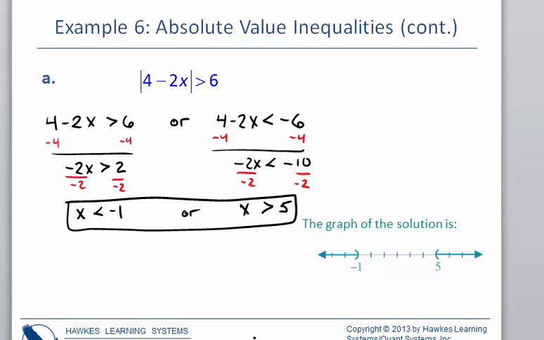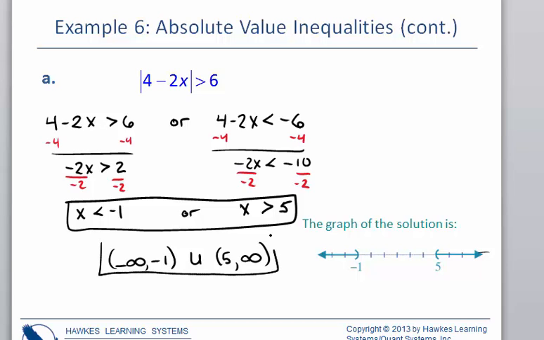If we're asked to write our answer in interval notation, we'll start on the most left-hand point, which is negative infinity. And we say that our answer set goes all the way up to negative 1. Negative 1 has a parenthesis. It picks back up at 5 with a parenthesis and continues all the way to infinity. Remember that your infinities always get parentheses.